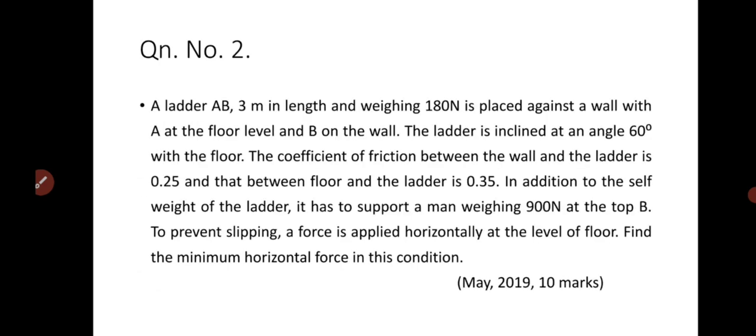Second question. A ladder AB 3 meter in length and weighing 180 Newton is placed against a wall with A at the floor level and B on the wall. The ladder is inclined at an angle 60 degree with the floor. The coefficient of friction between wall and ladder is 0.25 and that between floor and the ladder is 0.35. In addition to the self weight of the ladder, it has to support a man weighing 900 Newton at the top B. To prevent slipping, a force is applied horizontally at the level of the floor. Find the minimum horizontal force in this condition.